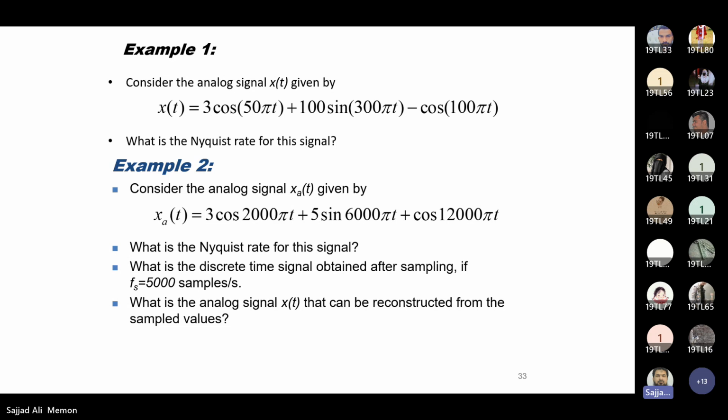So what about the second one? Yes, 12,000 is for the second example. What is the discrete time signal obtained after sampling if f of s is equal to 5,000 samples per second? So instead of 12,000, if we choose f of s as 5,000 samples per second, what is the discrete time signal?